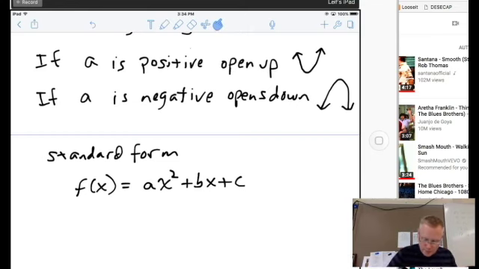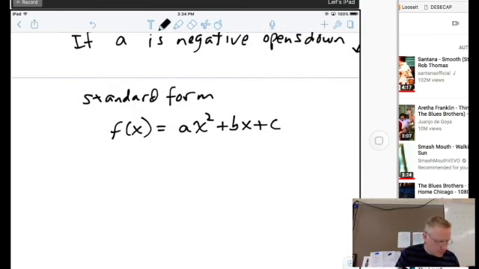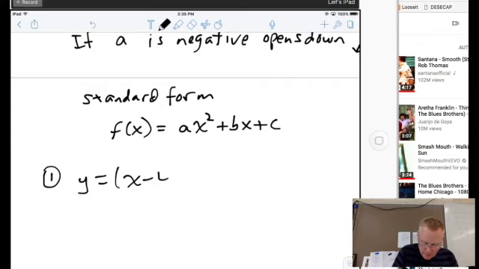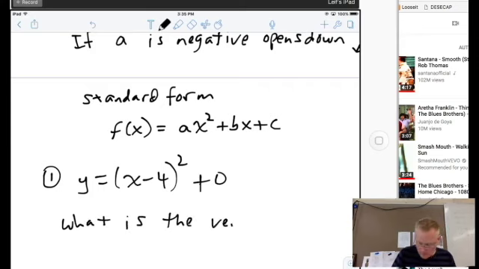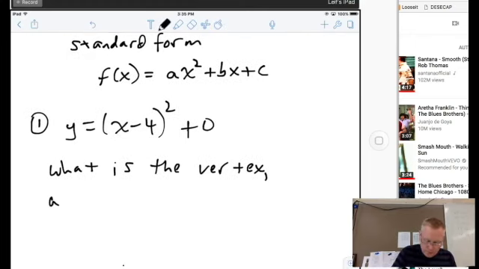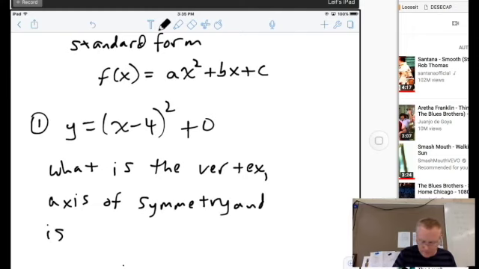All right, so I'm going to jump in and start doing some problems, and it's going to be much more around the vertex form. So if I had this equation, y equals x minus 4 squared plus 0, I'm going to ask what is the vertex? Axis of symmetry? And is it a maximum or a minimum?